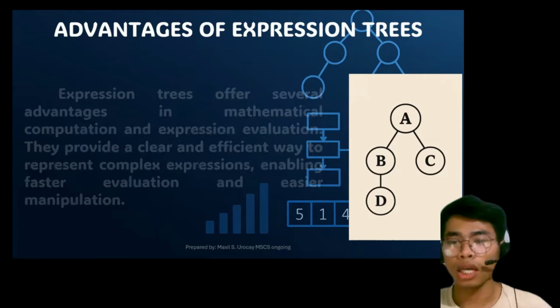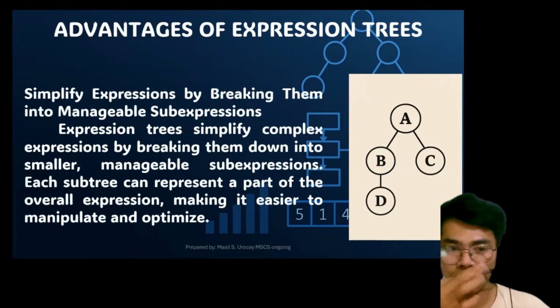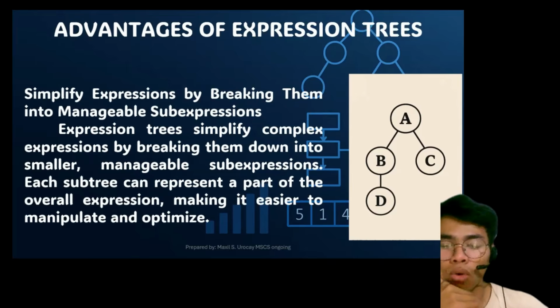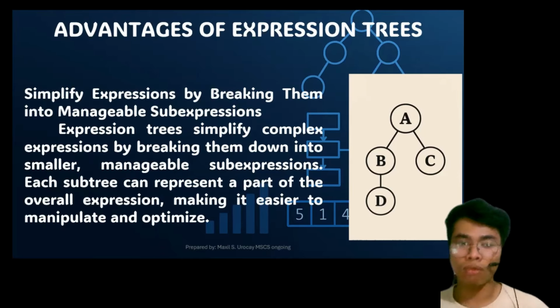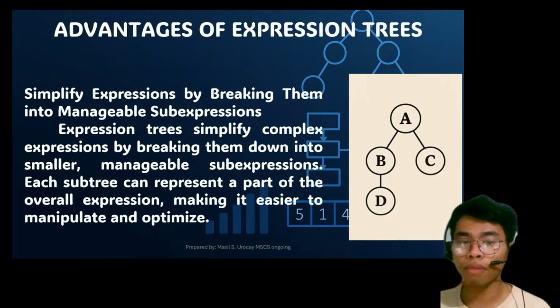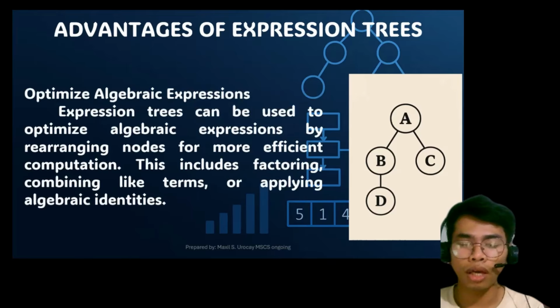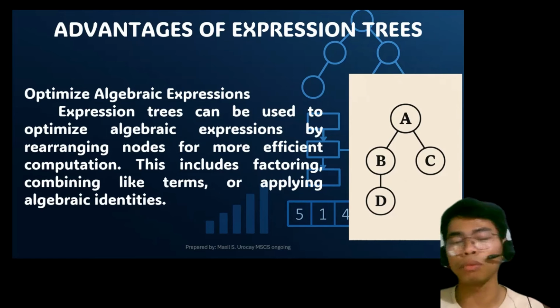What are those? It can be simplified by breaking expressions into manageable sub-expressions, wherein expression trees simplify complex expressions by breaking them down into smaller parts. Each subtree can represent a part of the overall expression, making it easier to manipulate and optimize. Afterwards, it can also optimize the algebraic expression, where we can understand and simplify everything.